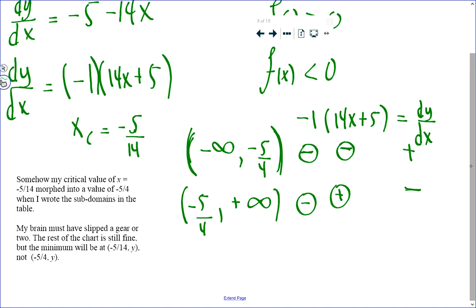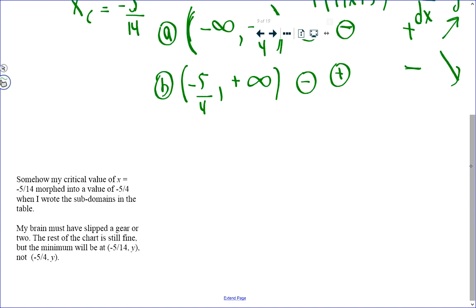So we're done, almost. What does this tell us? It tells us that in this interval, interval A, I'll call it, the function is increasing because the slope is positive because the derivative is positive. And in interval B, the function is decreasing. And that means that if it increases before negative 5 over 4 and it decreases after negative 5 over 4, there must be a maximum at negative 5 over 4.